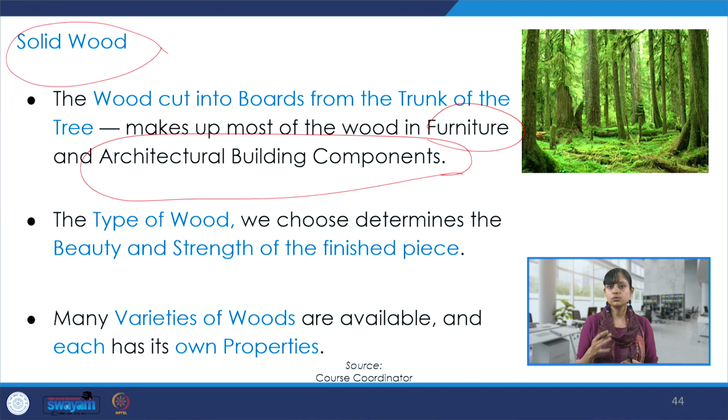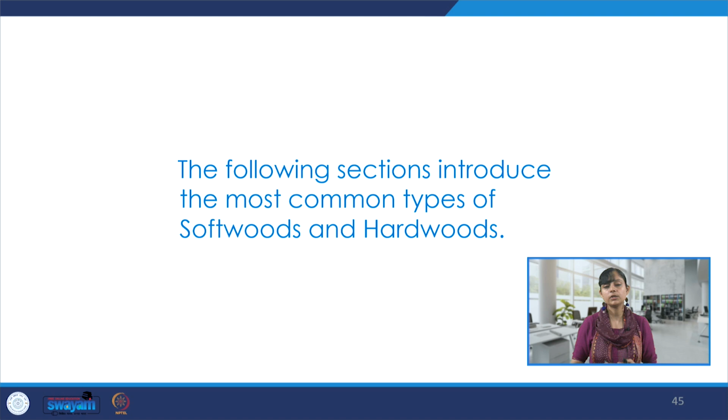The type of wood we choose determines the beauty and strength of the finished piece. Of course, it will depend on the type of the wood, whether it is a hardwood or a softwood, what the age is, what the grain structure is like, what the color is like, all of that. Many varieties of woods are available and each has its own properties, and we can try to understand which properties work to our advantage, which wood can be used for interior purposes versus exterior purposes, and so on. So we can understand that from a plethora of varieties which are available.